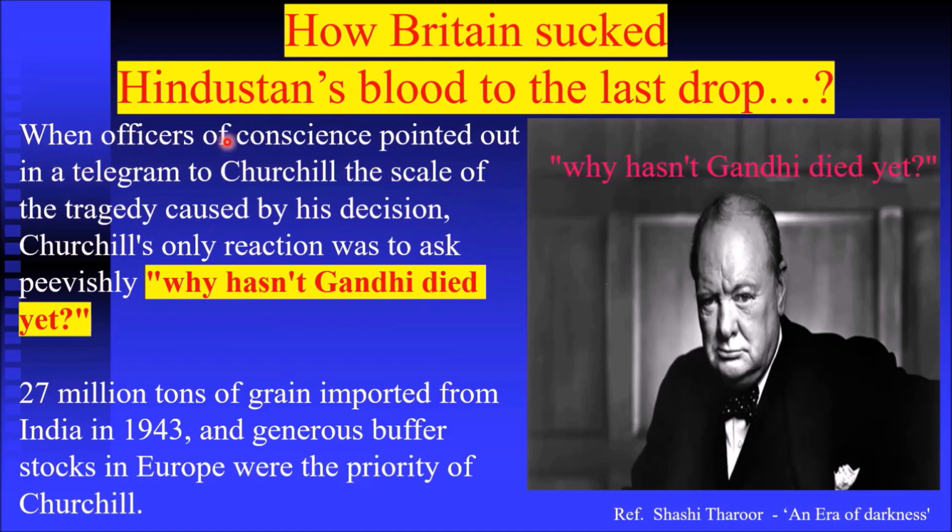When officers with at least a bit of conscience pointed out in a telegram to Churchill the scale of the tragedy caused by his decision, Churchill's only reaction was to ask, why hasn't Gandhi died yet? Just reflect. 27 million tons of grain imported from India in 1943 and generous buffer stocks in Europe were the priority of Churchill, which caused the death of several millions of innocent citizens of Hindustan. And watch this arrogant face. Why hasn't Gandhi died yet?